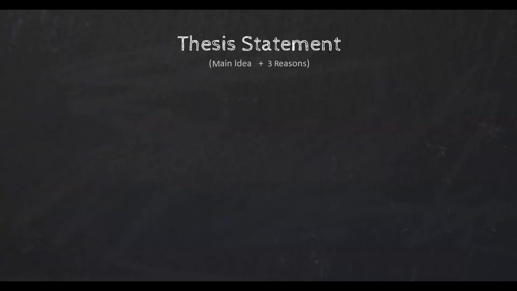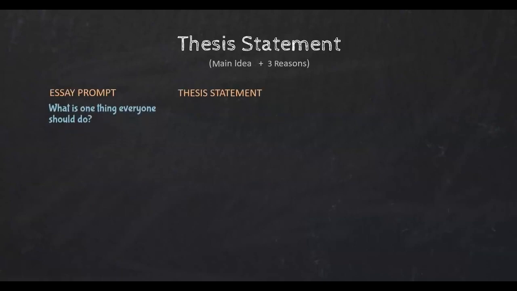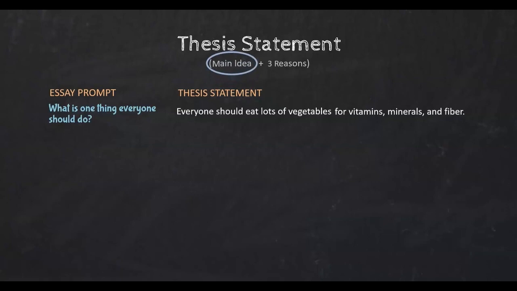Let's look at a few examples of thesis statements about different topics. Prompt 1. What is one thing everyone should do? A thesis statement that answers this prompt is, everyone should eat lots of vegetables for vitamins, minerals, and fiber. Remember, all thesis statements need a main idea or main message, plus 3 reasons that tell why that main idea is true or that explain the main idea. In this thesis statement, the main idea is that everyone should eat lots of vegetables. The 3 reasons people should eat vegetables are for the vitamins, minerals, and fiber.